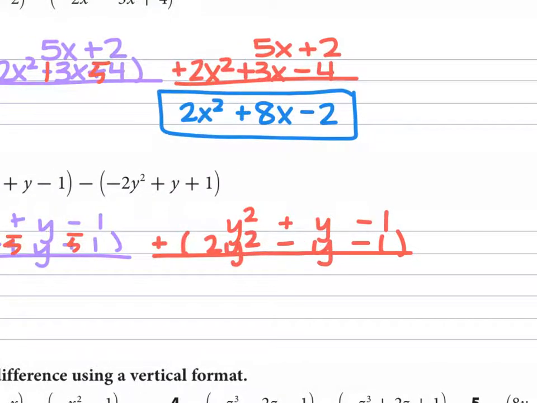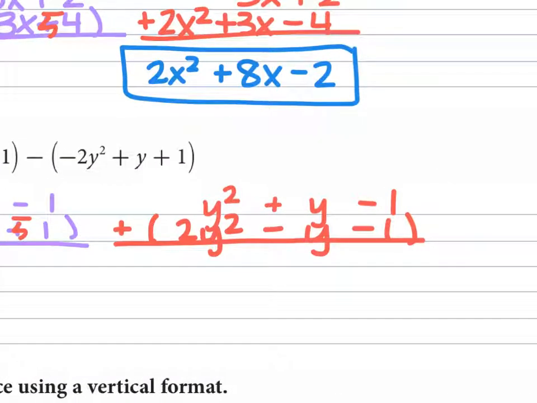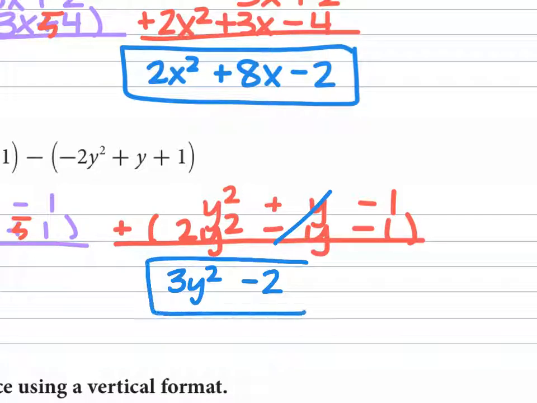So now we're just going to combine our like terms. So the y squared plus 2y squared is going to be 3y squared. The y minus y cancels out, and the negative 1 minus 1 is negative 2. So 3y squared minus 2.